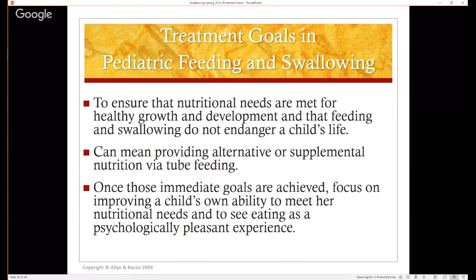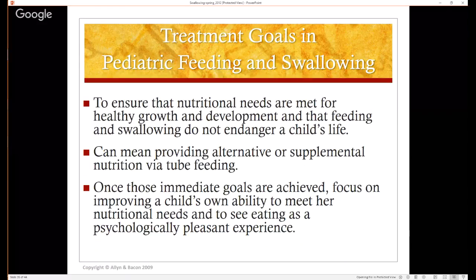Then treatment goals in pediatric feeding and swallowing are to ensure that nutritional needs are met for healthy growth and development and that feeding and swallowing do not endanger a child's life. This can mean providing an alternative or supplemental nutrition via tube feeding. Once those immediate goals are achieved, the focus is on improving a child's own ability to meet her nutritional needs and to see eating as a psychologically pleasant experience.